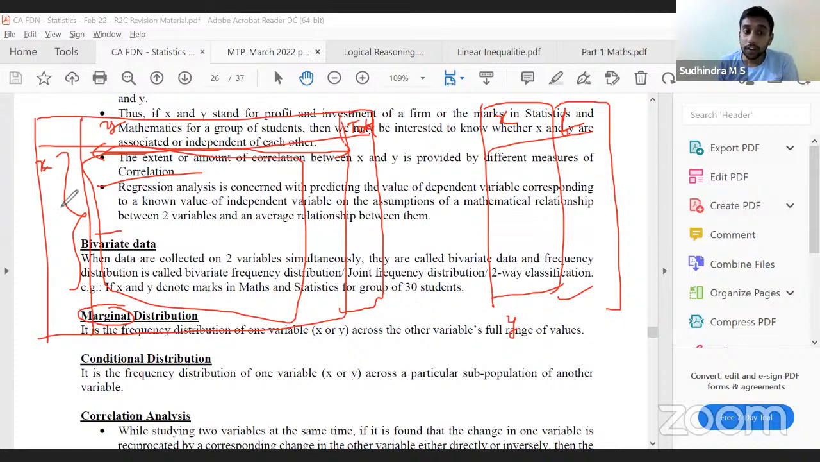However, the frequency distribution of X for a certain given value of Y, a conditional value of Y, we call a conditional distribution. So we'll take an example.